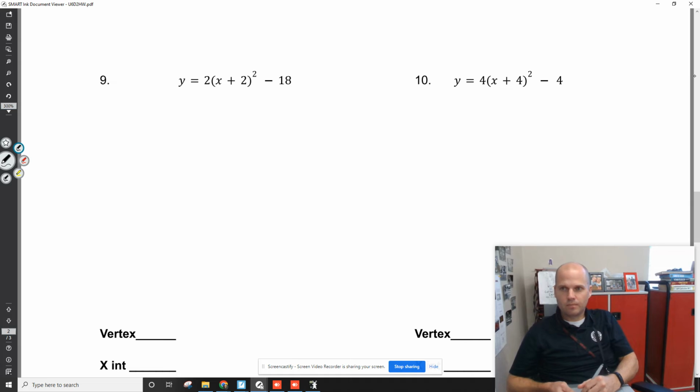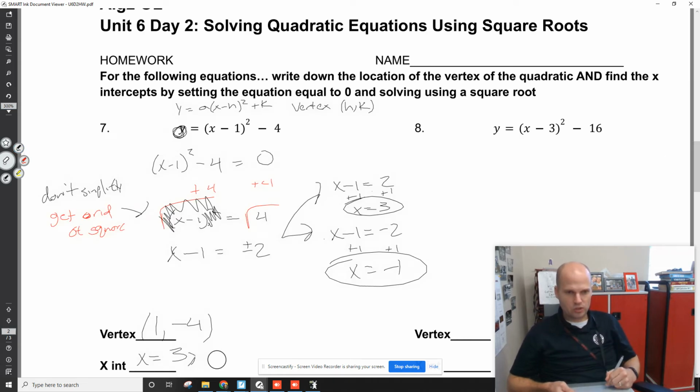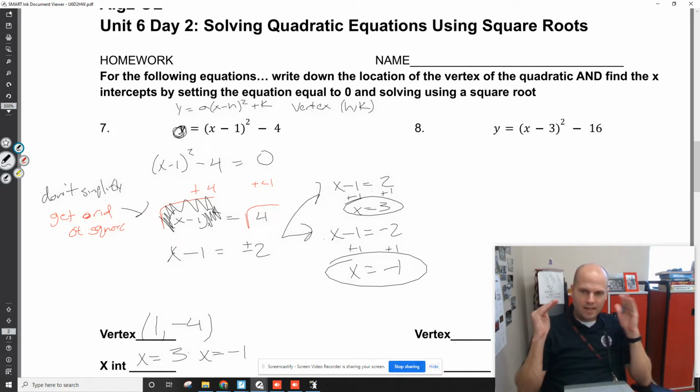I don't want to use the parentheses because I don't want you to confuse this with a point. The point is the vertex. X equals are the x-intercepts. Now, that's one way to do it.